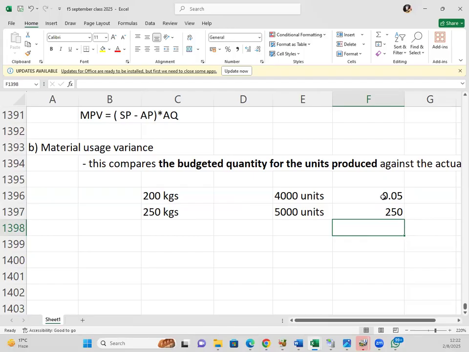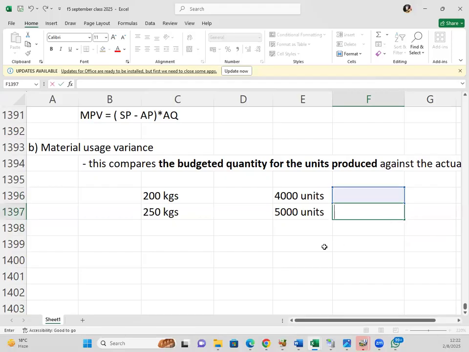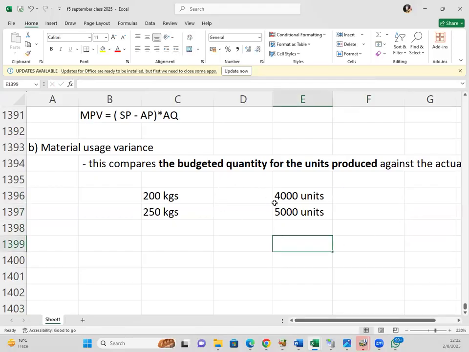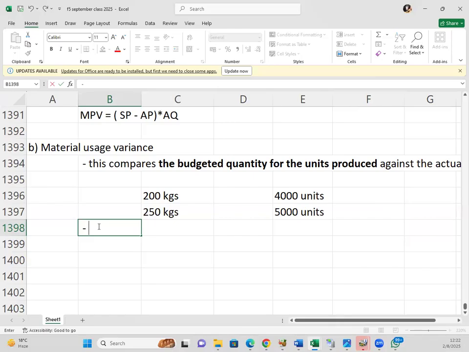What we were budgeting is what we actually used. The difference was as a result of the units. So when you are comparing the budget, there is need to also consider the units produced. So for material usage variance, this compares the budgeted quantity for the units produced against the actual quantity. The good thing would be to use less material than budgeted.